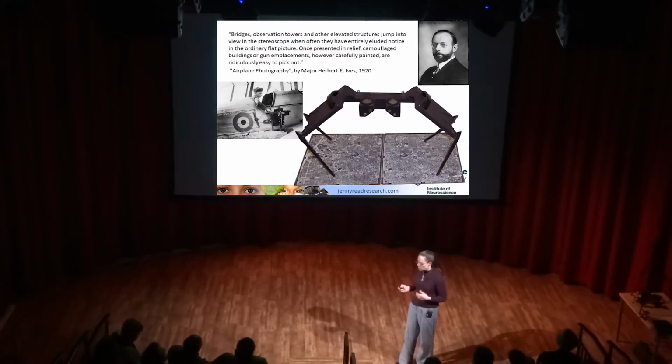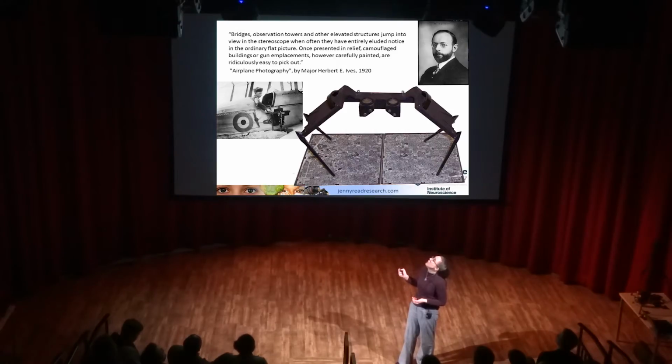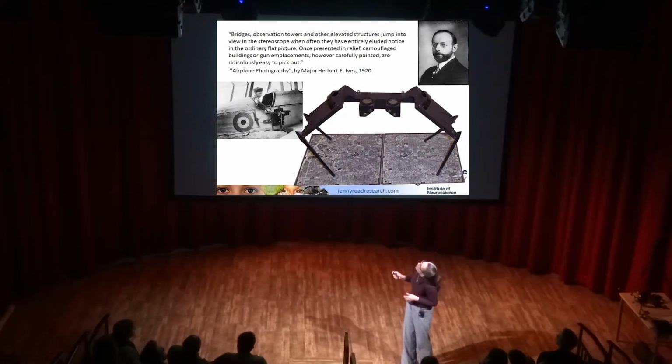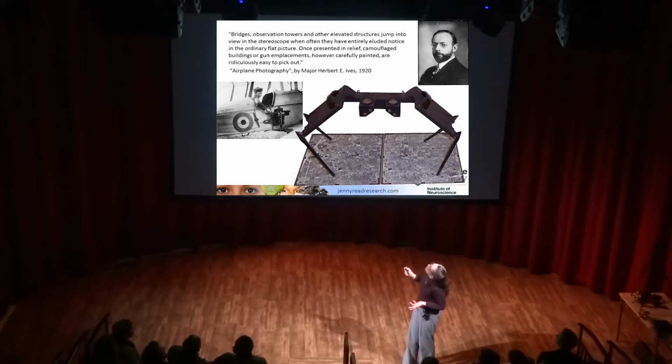Well, that's something that people have used 3D for basically since it was discovered. So the guy that I quoted earlier, Major Ives, was writing in a book on aerial reconnaissance published after the First World War. He has a section on stereo photography, and as he explains there, he says that bridges and observation towers, no matter how carefully painted and skillfully camouflaged, jump into view when you look at them in a stereoscope. So you're using stereo photography to reveal structures and break the camouflage that people have tried to conceal them with.